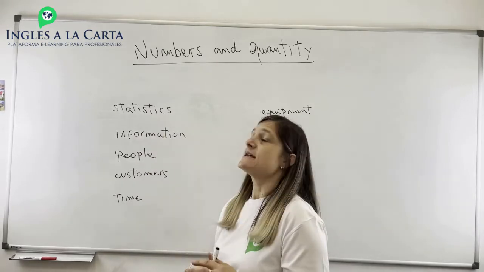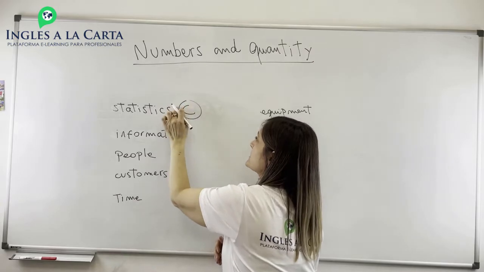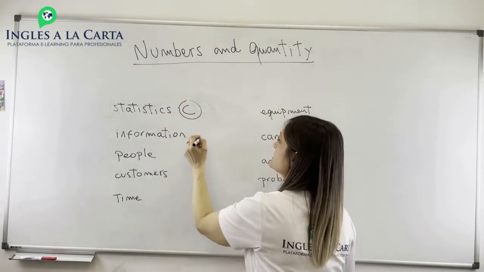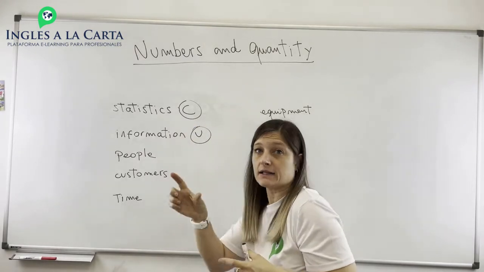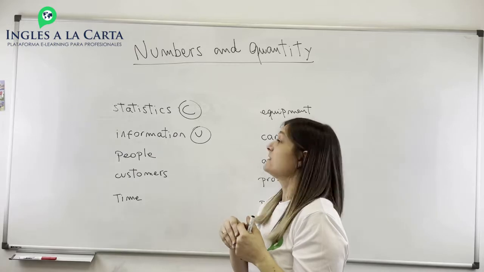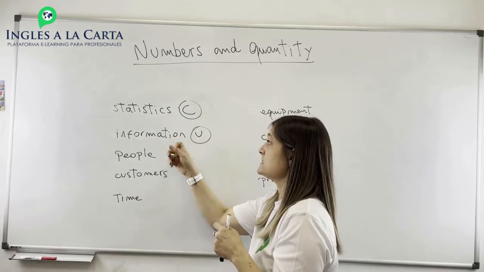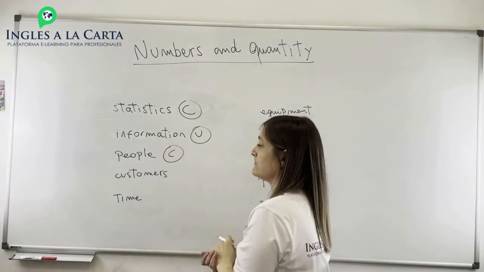Here we have statistics. This is a countable noun. Information. This is uncountable. So we're going to have a little information. There's not much information. Okay, this is uncountable. People is countable.